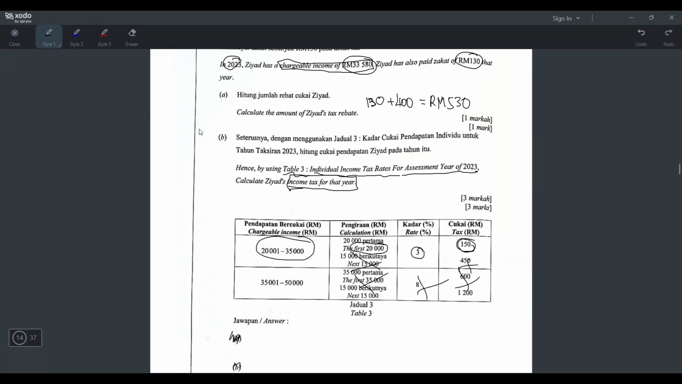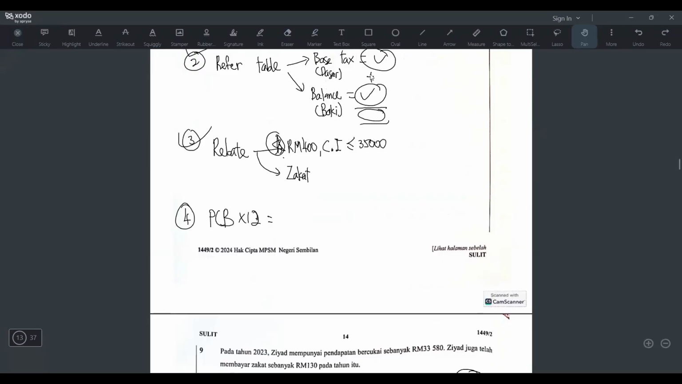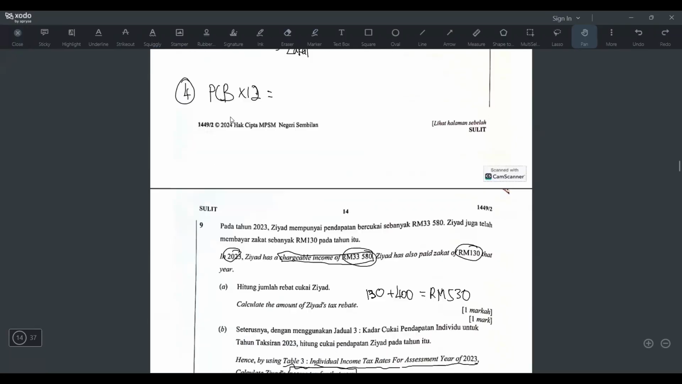Okay, so I repeat, cara untuk baca table is we only focus on three things, right? After you know your chargeable income, you only focus on the baris atas sini, the RM here, and the percentage down here. We only look at these three things. The rest is not important. Now I will teach you, after you already read the table, how to baca the base tax and the balance.